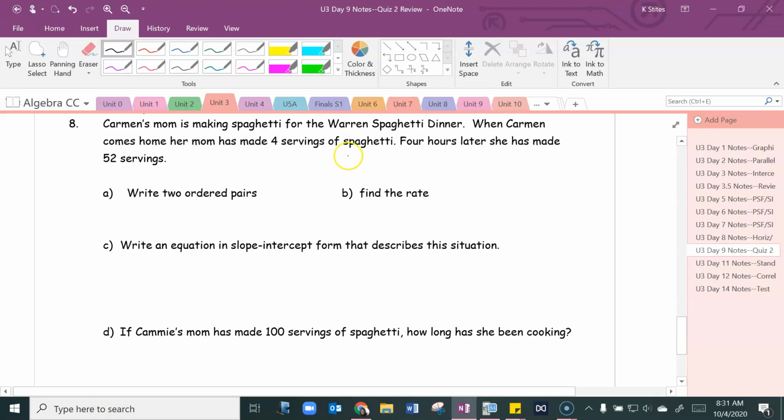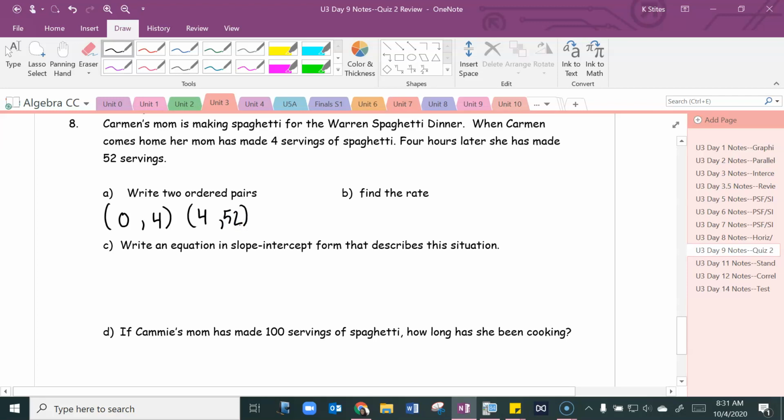Because of that, it means spaghetti is dependent and time is independent. This means that time will come first in our ordered pair. So when Carmen comes home, her mom has made 4 servings of spaghetti. This is like our starting point. So we're actually going to put a 0 for time and 4 servings of spaghetti. 4 hours later, okay, so that's a 4 for time, she has made 52 servings.